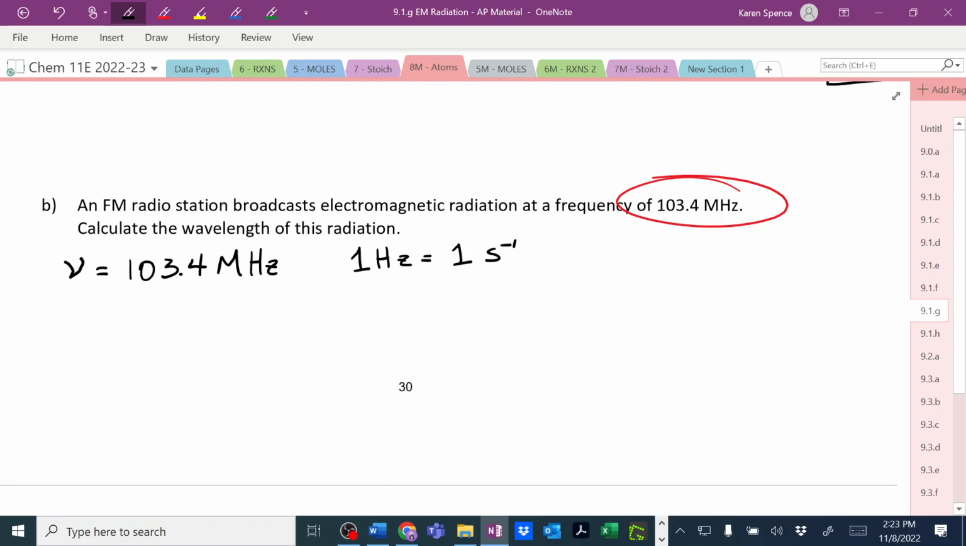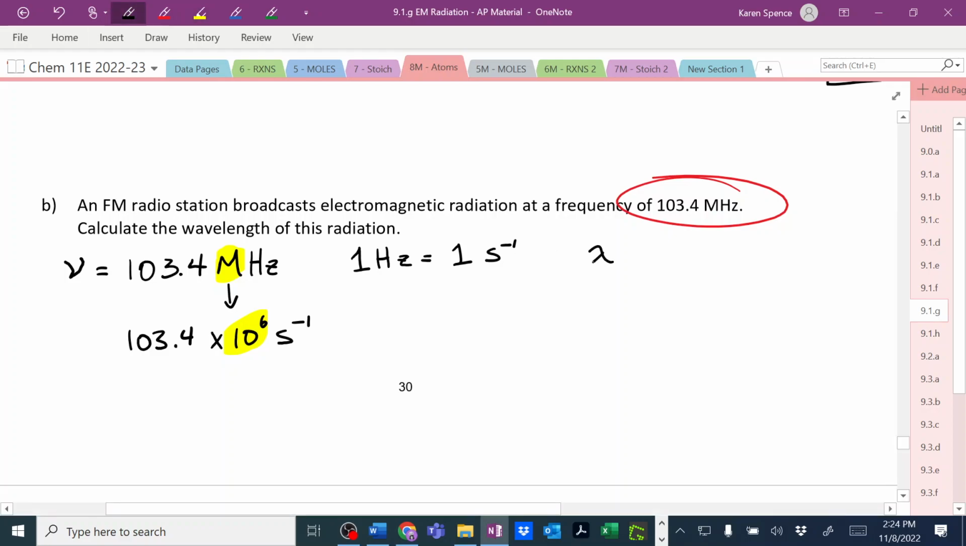Okay? Now, what does the prefix mega mean? Times 10 to the 6. So we're going to write times 10 to the 6 seconds to the negative 1, and we have 103.4 times 10 to the 6, right? Because this takes the place of the mega. And then hertz is seconds to the negative 1, so that's what we've got. We want to find the wavelength.